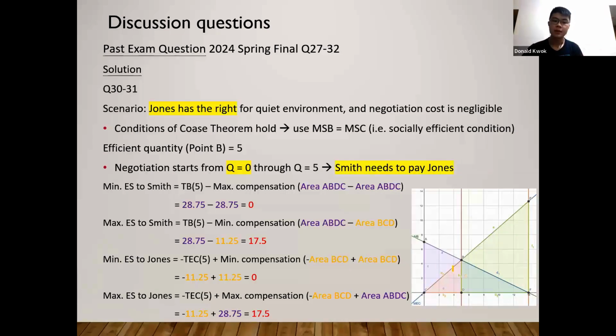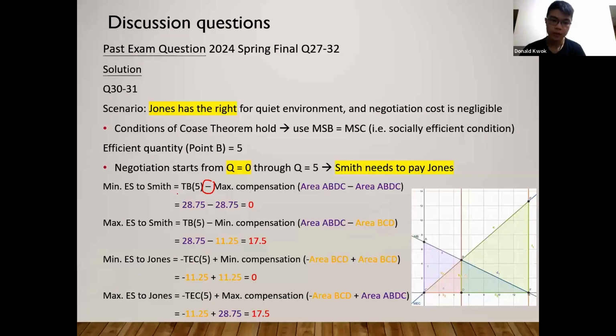Right, so what will be the economic surplus accrued to Smith? It's composed of two parts: the benefit of listening to loud music and also compensation. This time, Smith is the one who paid compensation, so a negative sign to indicate a loss. And the larger the compensation, the smaller the economic surplus. So the maximum compensation to find the lower bound and minimum compensation to find the upper bound of the economic surplus accrued to Smith.